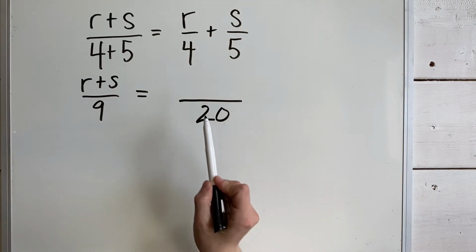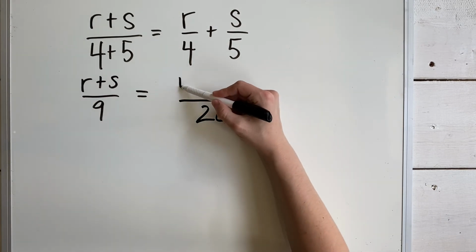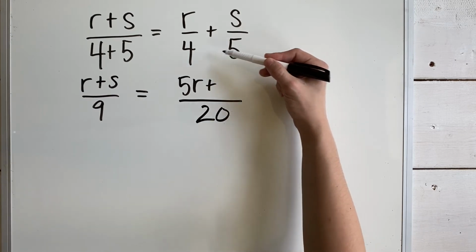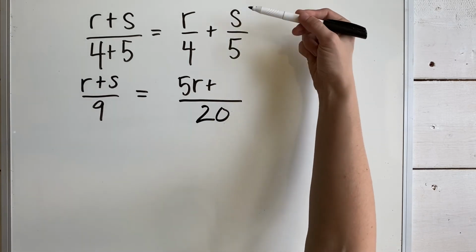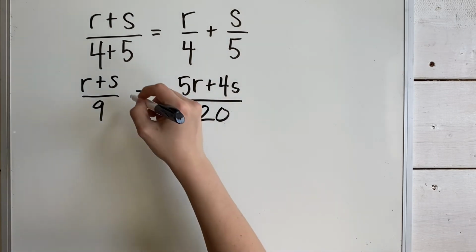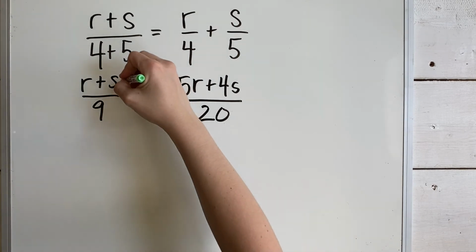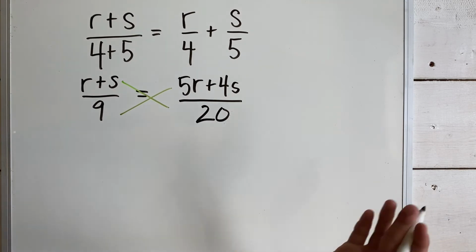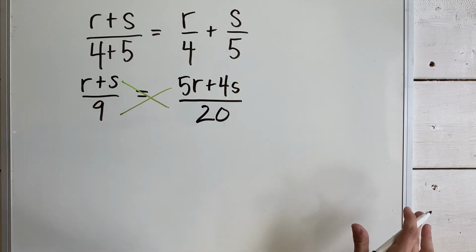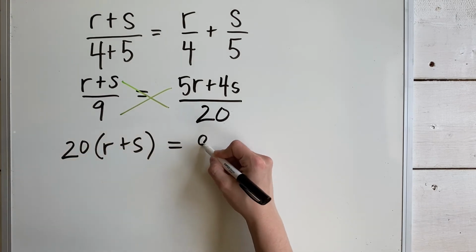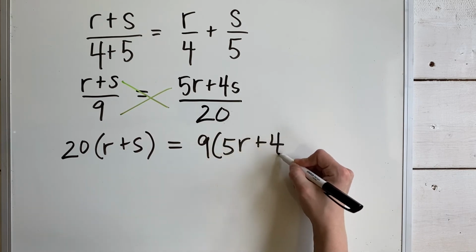So here we multiplied 4 times 5 to get 20, so we multiply r times 5. We get 5r. And then for the s over 5, we multiplied 5 times 4 to get 20, so let's multiply s times 4, 4s over 20. Now we can cross multiply and get rid of the fractions altogether, which is always the first step that you want to do. Then we're going to get r to one side and s to the other side. So we get 20 times the quantity r plus s equals 9 times the quantity 5r plus 4s.